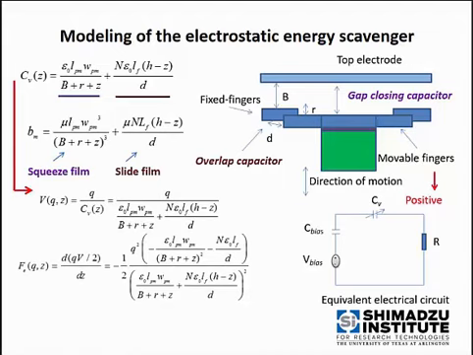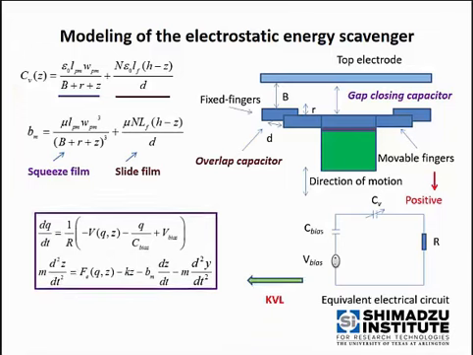Now, the expression for the total capacitance can be used to derive the voltage and the electrostatic force equations. And after we obtain these equations, Kirchhoff's voltage law can be applied to the equivalent electrical circuit of the electrostatic energy harvester to obtain the overall dynamic model of the system.